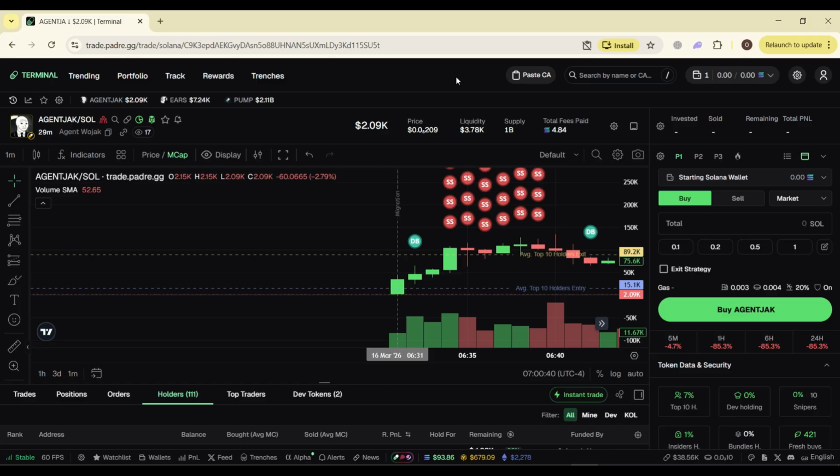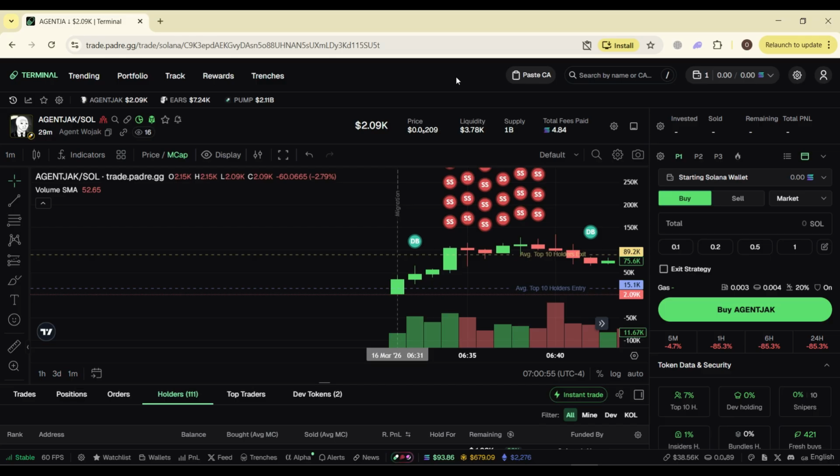Okay, so what is an RPC node? RPC stands for remote procedure call. In simple terms, it's the connection that allows your wallet or trading terminal to communicate with the blockchain. Every time you send a trade, your request goes through an RPC node before reaching the network.